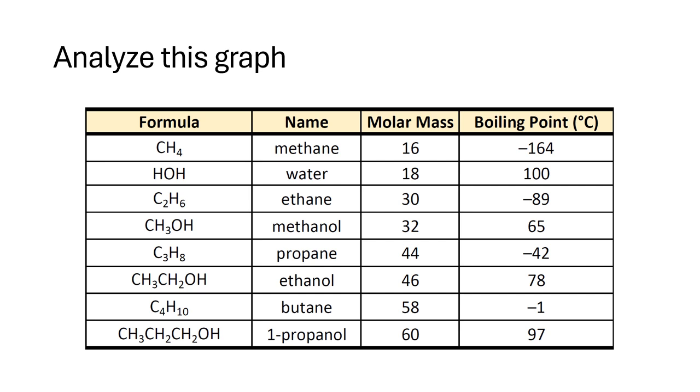Now, it's going to be critical here that you analyze this graph because it's something that I'm going to use. We did this in class, but I'm going to do it again here. First thing I'm going to do is cross off all of the polar compounds. Let's look at what the graph says first of all. We have the formula, the name, the molar mass, and the boiling point.